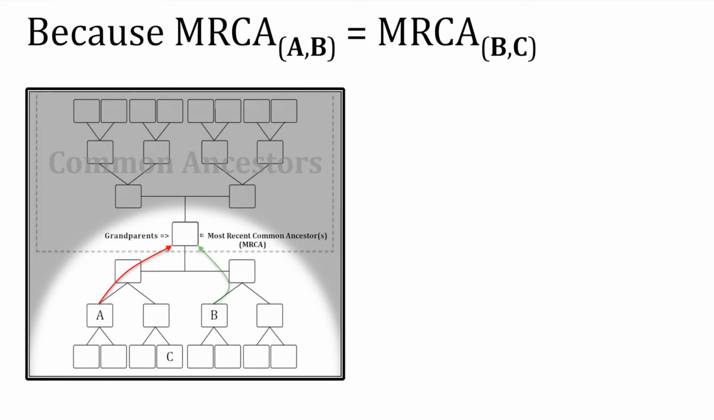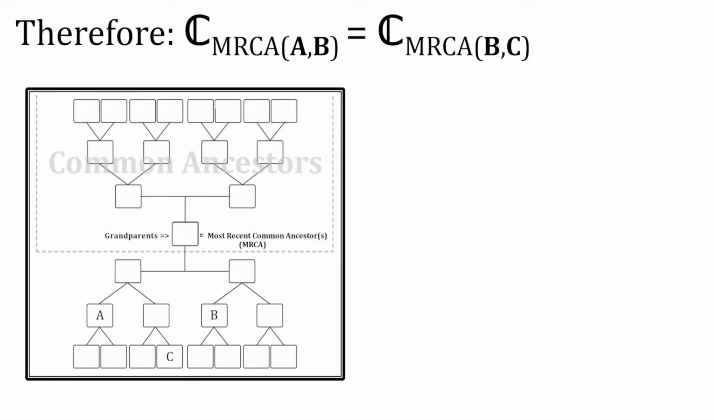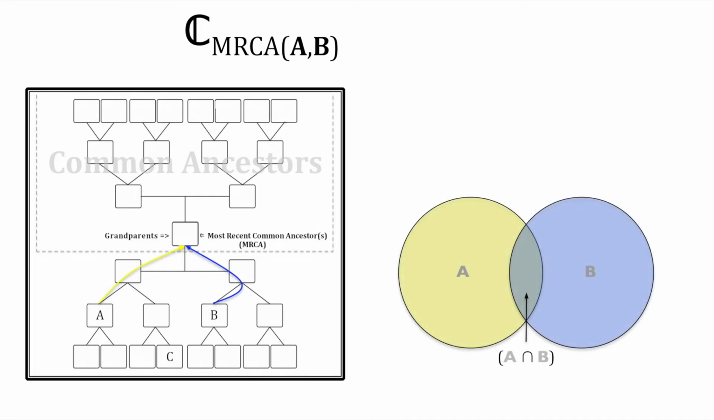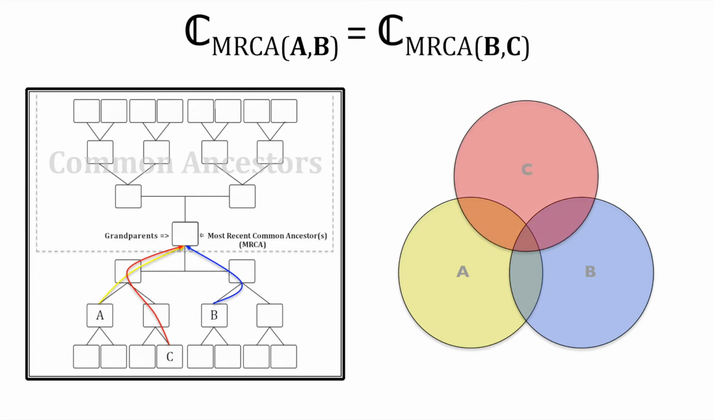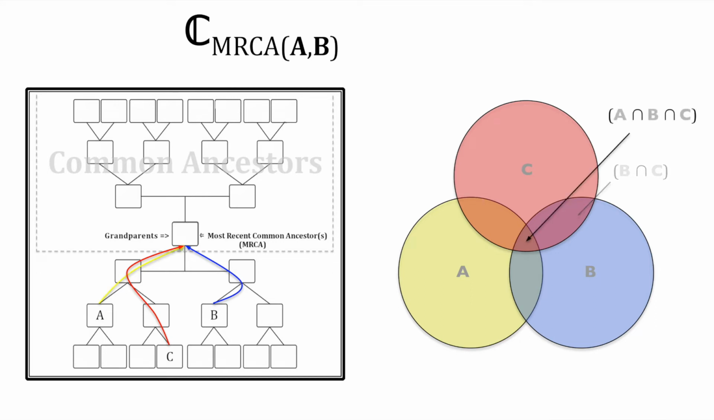Because A and B share most recent common ancestors with B and C, the genetic complexes about A and B and C are identical. When we consider the genetic complex about A and B, the addition of individual C adds DNA matches to our complex, as we now consider the matches B shares with C and the matches shared by all three subjects, in addition to our original A and B matches.